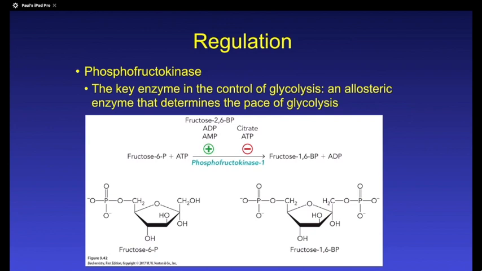If I take a look at the negatives, one should be obvious. One of the end results of glycolysis is to create ATP. If I have high concentrations of ATP in the cell, don't waste the glucose breaking it down. Why don't we store it for when you don't have ATP? So high concentrations of ATP will slow it down.